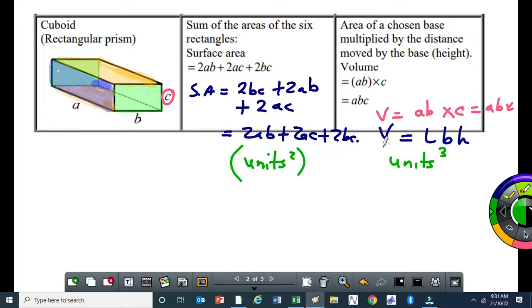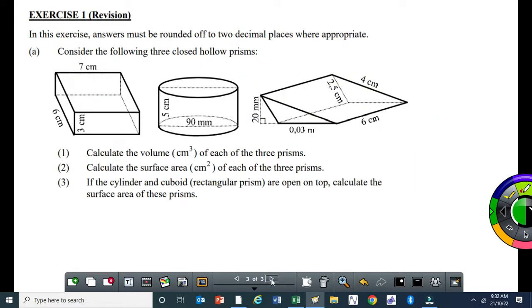Okay, that's how you write your answer in terms of whatever unit. So if it's surface area, units squared. Volume, units cubed. By units, we are referring to millimeters, centimeters, kilometers, and so on. Are you following? Right, then let's do an example or examples.